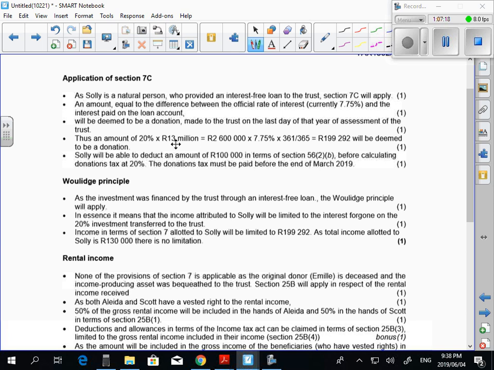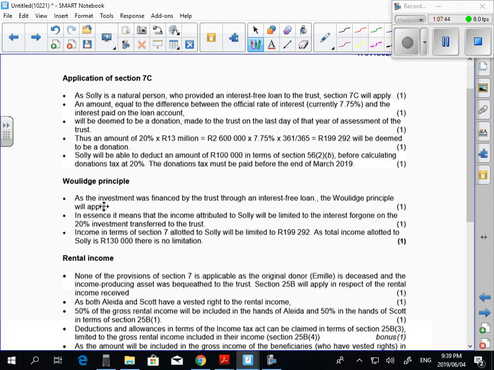There's the calc: 20% times 13 million times 7.75% times 361 over 365, which gives 199,292 deemed to be a donation. Take the 100 off it and then times the difference by 20%. Then the limit applies. And I told you the market rate of interest is the same as the official rate. So it's there.